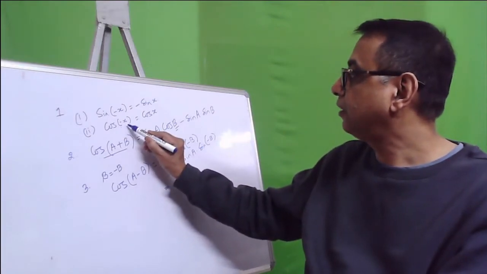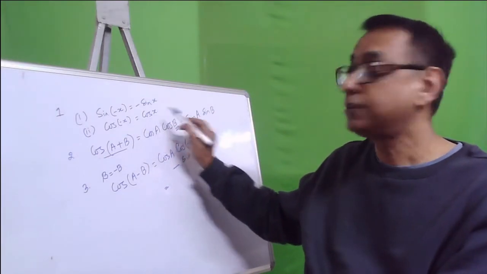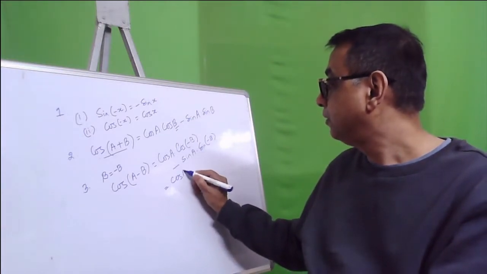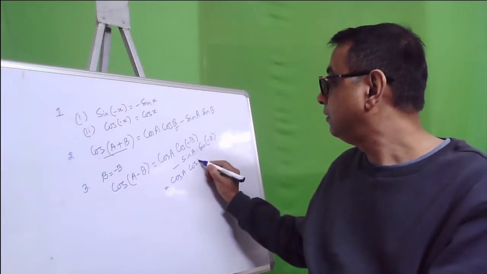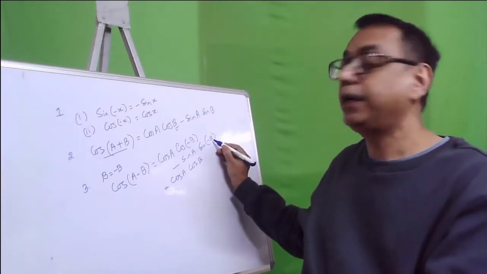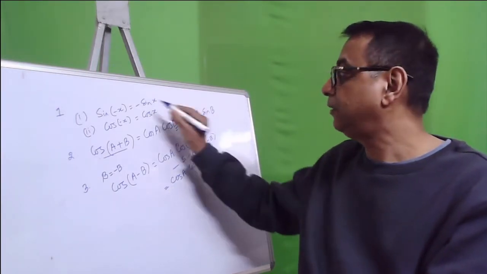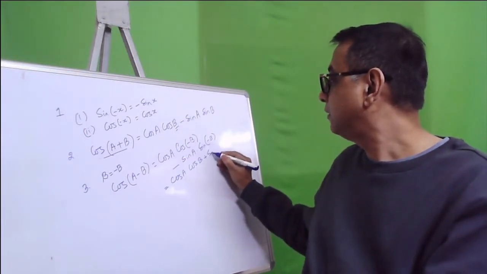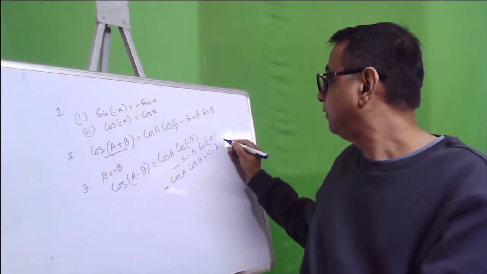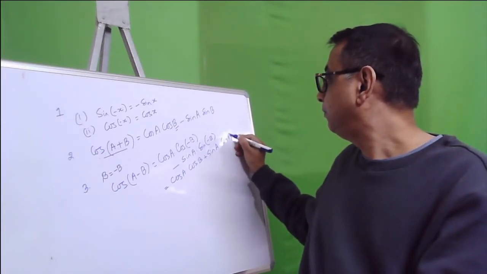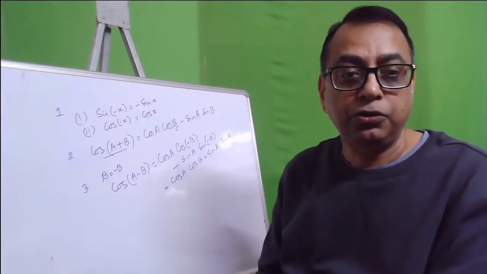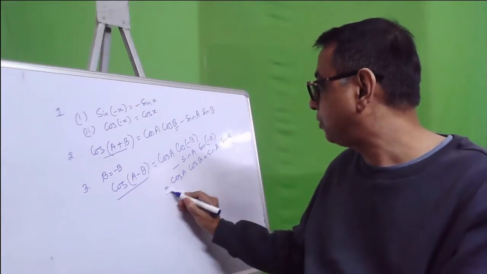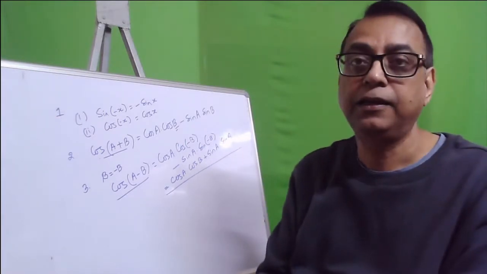we have seen from here cos of minus x is equal to cos x. So cos of minus b will be cos b. So cos a cos b. Now sine of minus b will be minus sine b as per this. So two minuses will become plus sine a sine b. So this is one important equation. Cos a minus b is equal to cos a cos b plus sine a sine b.